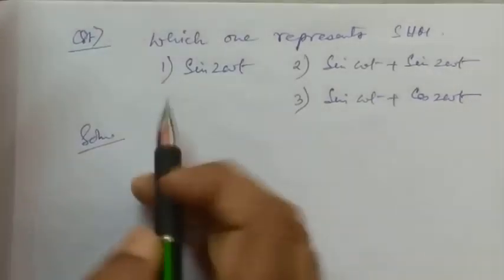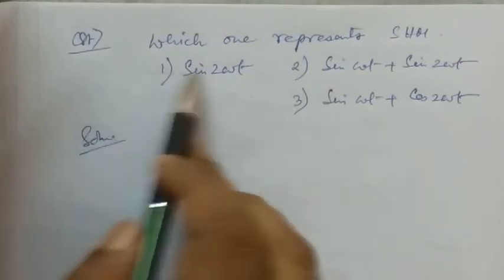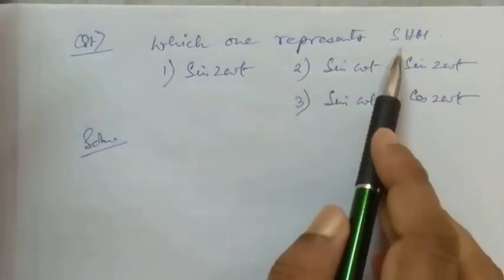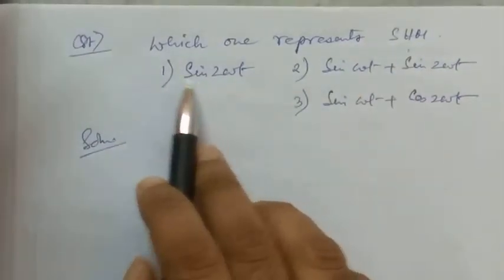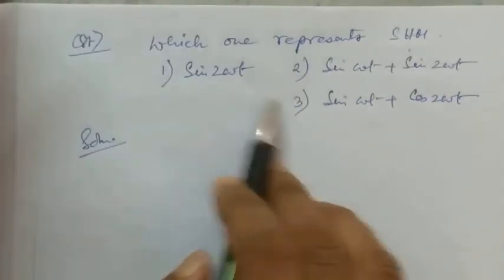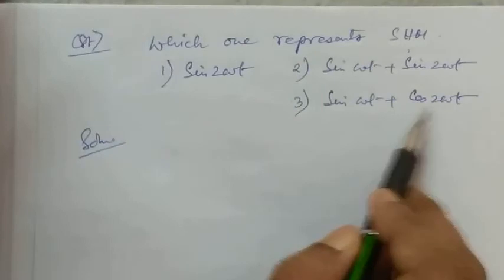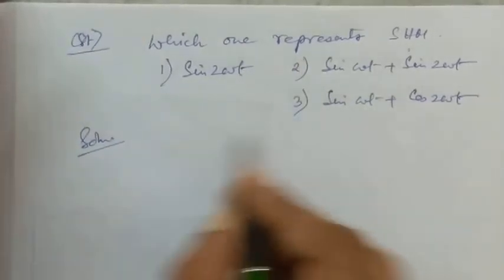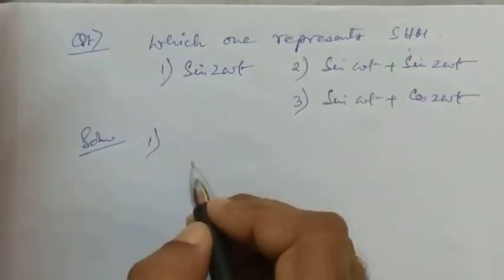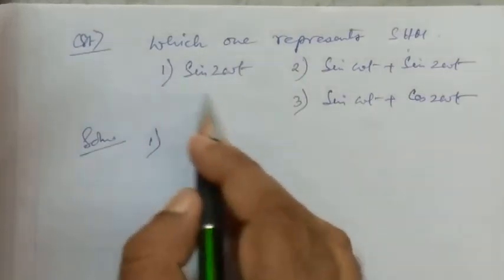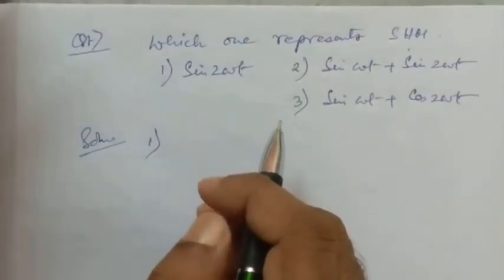Now we take one question. Which one represents an SHM? These are three equations: sine 2 omega t, sine omega t plus sine 2 omega t, sine omega t cos 2 omega t. 1, 2, 3. Now you have to check each and every one whether any one represents SHM.